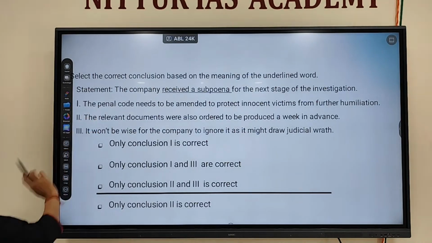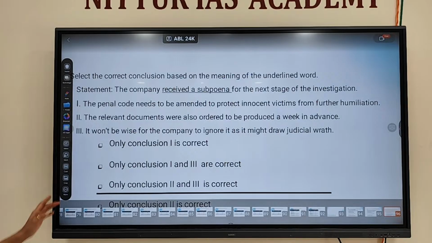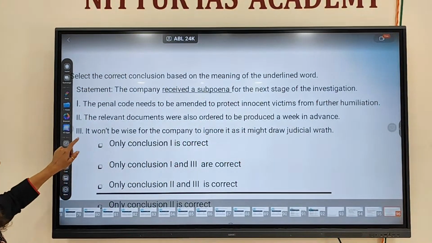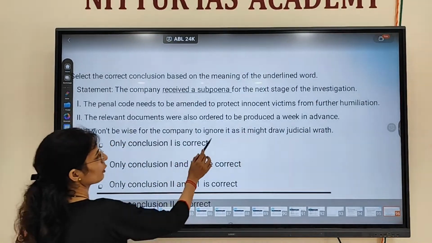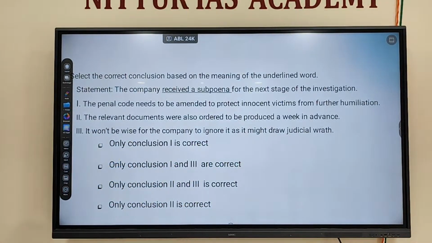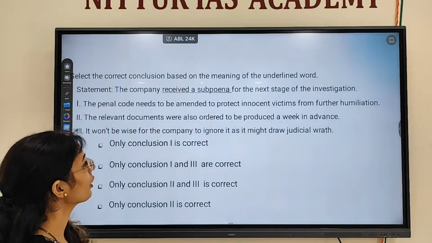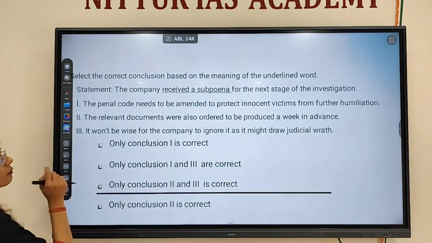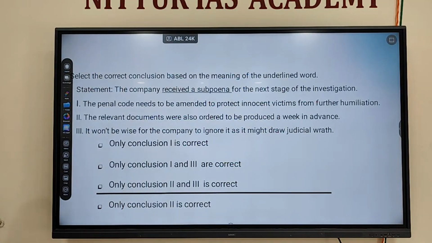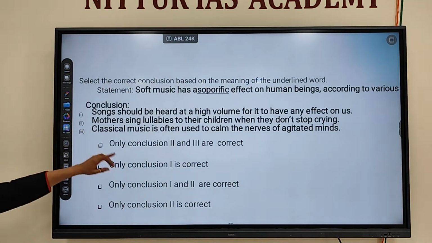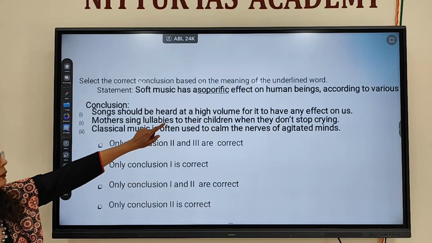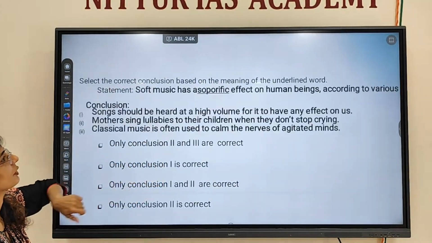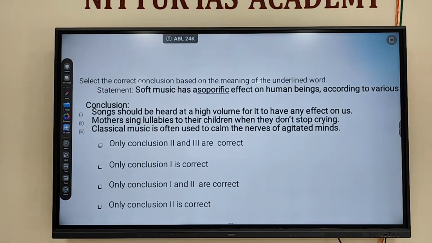So here the penal code is not talking about any court order, right? The second one is talking about the court order. Here we can understand: won't be wise for the company to ignore it. So here also it is talking about some order given and they don't want the person to ignore it. Otherwise they will have to suffer the judicial problem. So here option 2 and 3 are correct. Is it the same word? No, different word, it is not the same.